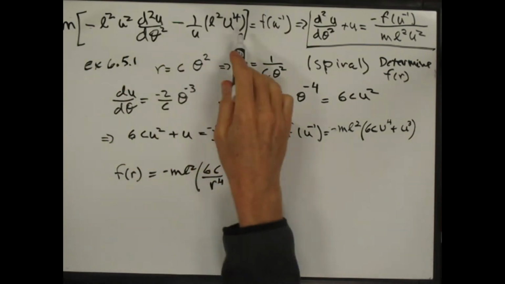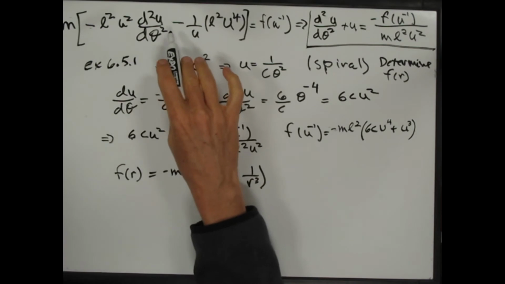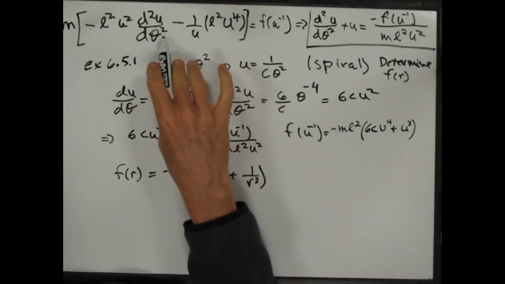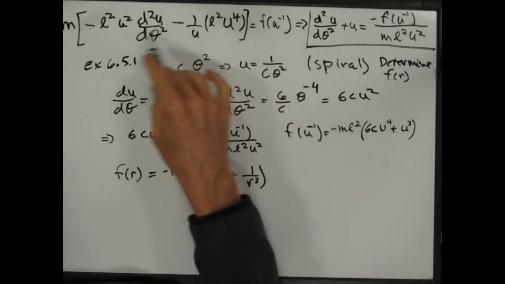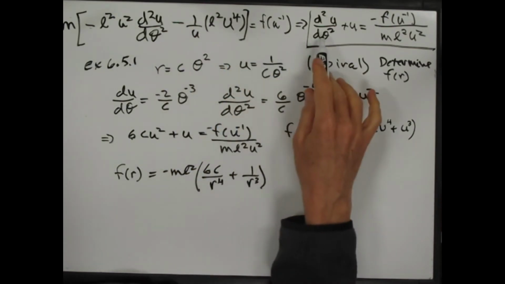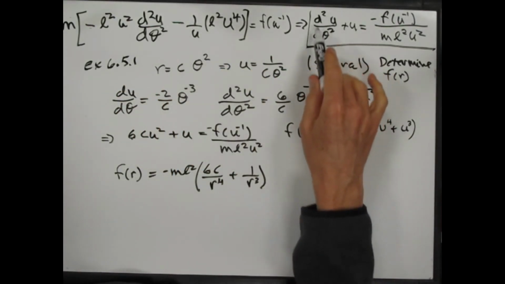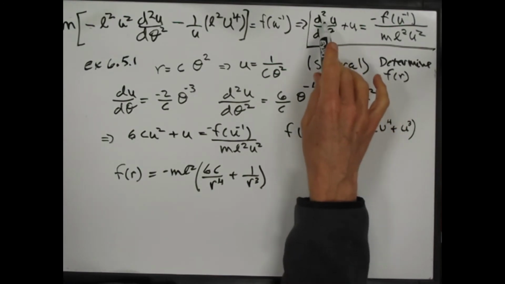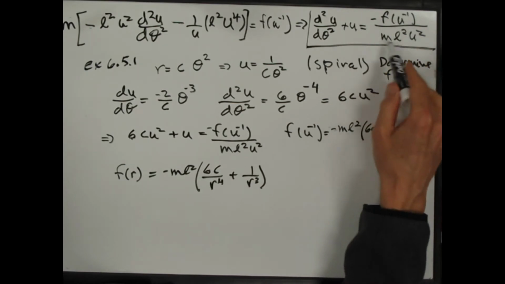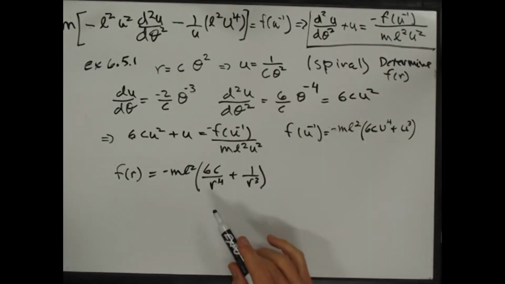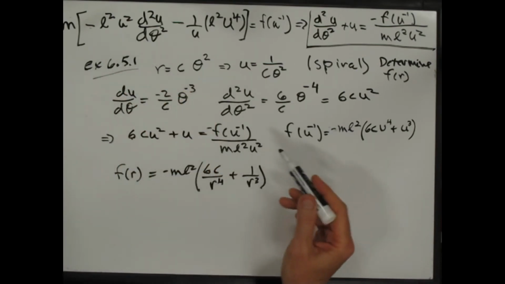So this is what our differential equation looked like that relates position and angle to the force. Again, r is 1 over u. And if we just do a little math on this and rearrange it, it looks like this. We just divide through by m L squared u squared, and it gives us a differential equation that looks pretty simple. It's the second derivative of u with respect to theta plus u, equals the force function over m L squared u squared. And so your book has a few examples, but I'll just talk about one of them.